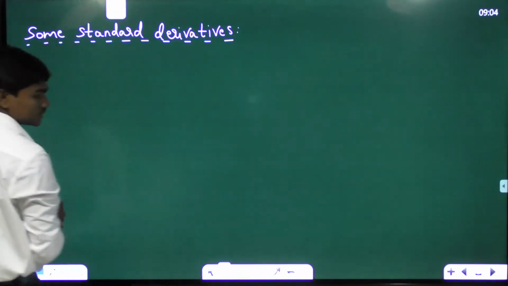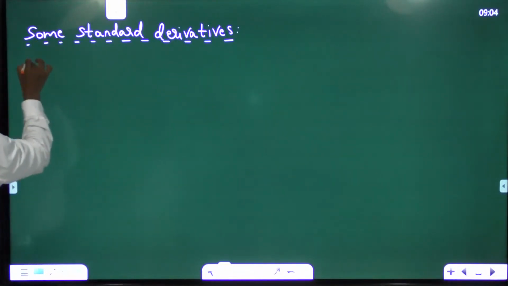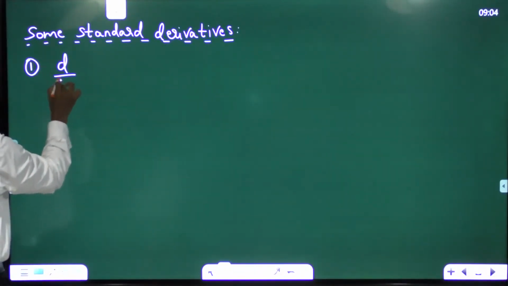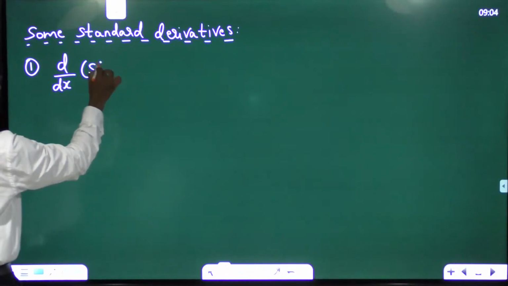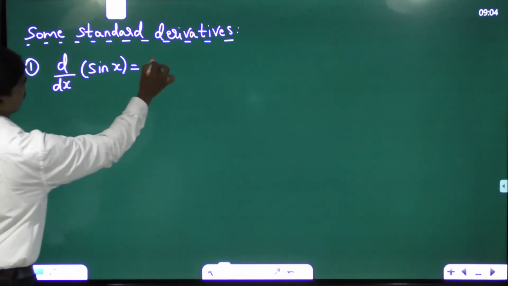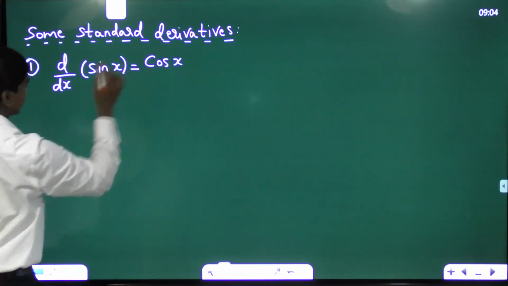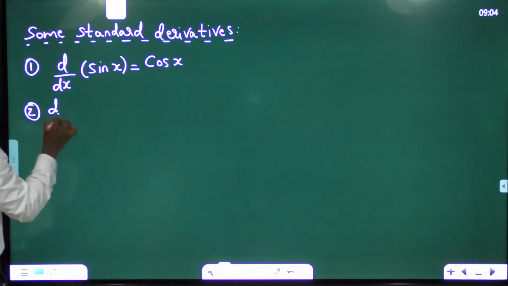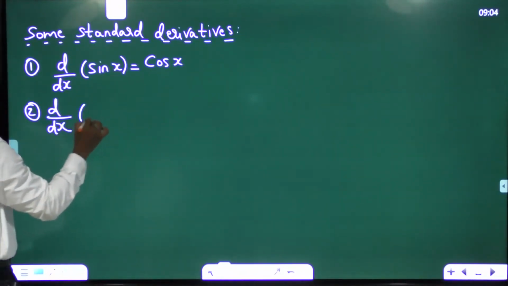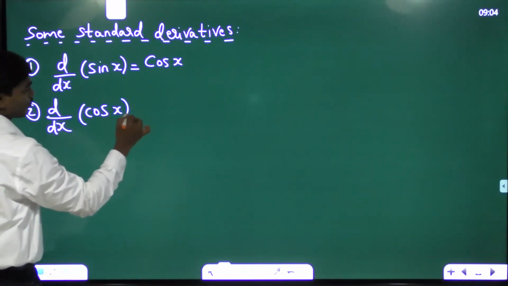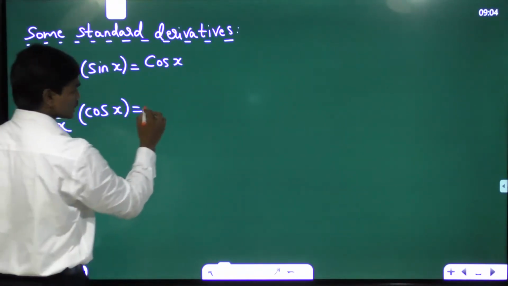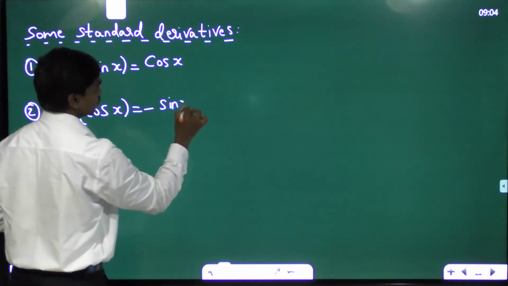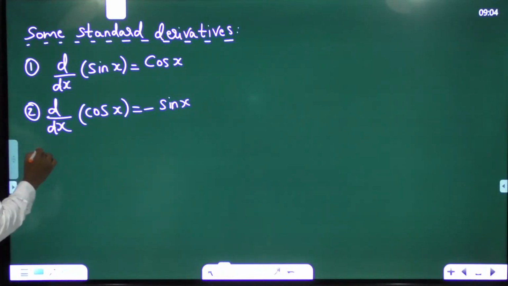Some standard derivatives. Okay, now first thing, d by dx of sin x. What's the derivative of sin x? Just now we have seen cos x. Correct? 2. What's the derivative of cos x? Minus sin x.